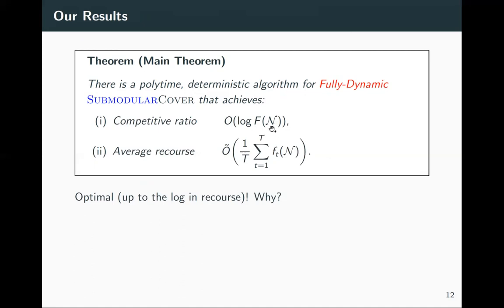F of n, this capital F, is just the sum of the indicators of the subsets in the system. So this is the number of subsets, which is just n. On the other hand, this little f_t is just an indicator. So evaluated on the entire ground set, it's 1. Summed over time, this is t. Divided by t, this is 1. So in this case of hitting set, we recover the bound from the STOC 2017 paper up to the tilde here in the recourse.